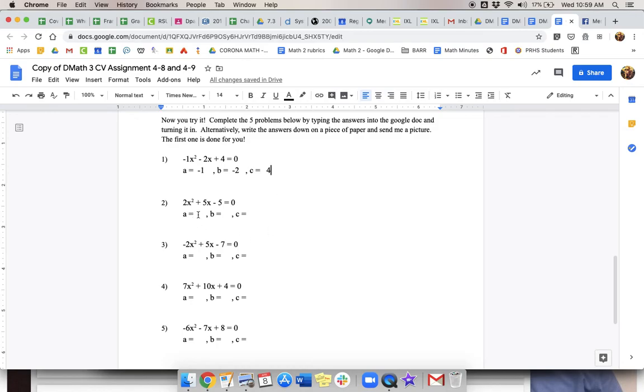Now, if you can try the other examples here, type the numbers right into the Google Doc and submit it by turning it in. I will know that you did it, and I will comment for you if you did it right.